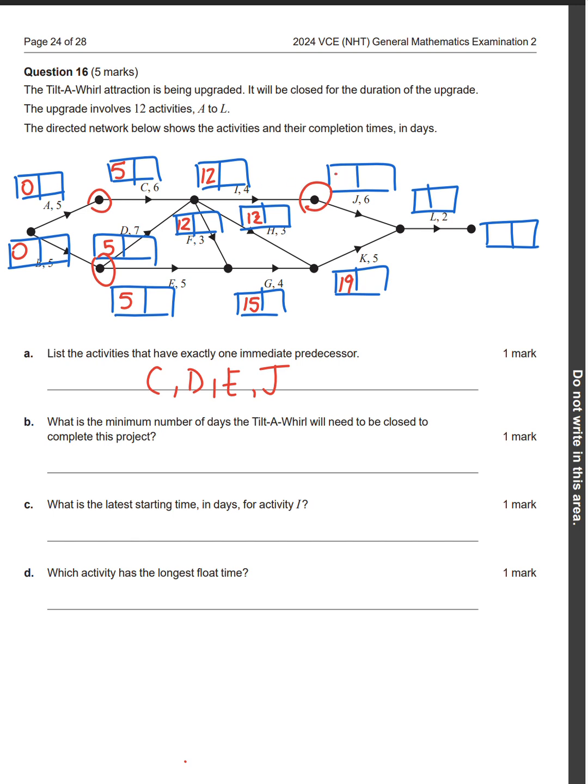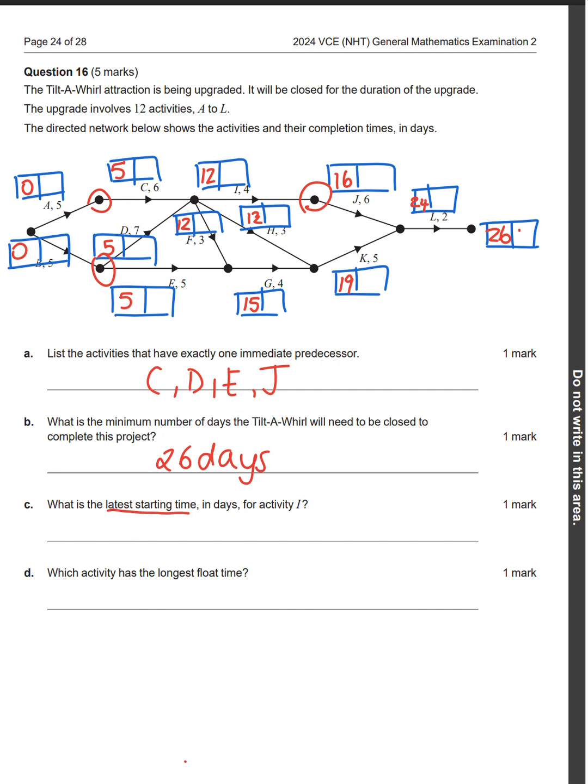J is going to be 16. Now 19 plus 5 is 24, which is higher than that one, so we take the highest one, and then that's going to be 26. So 26 days. Going to be that one. All right, what is the latest starting time for activity I?